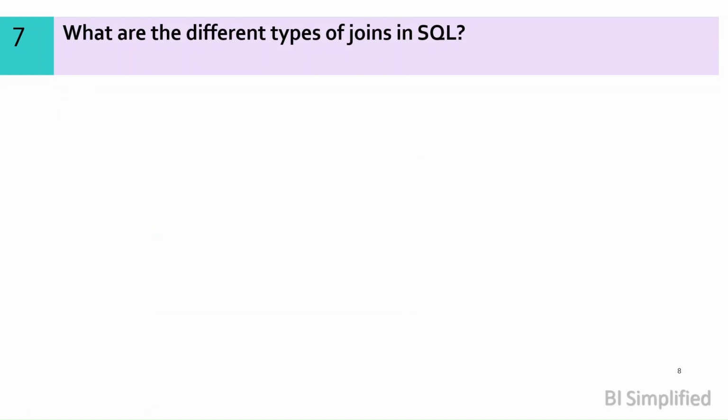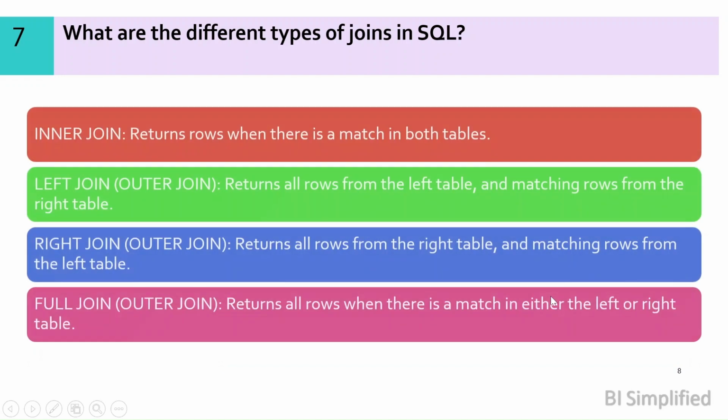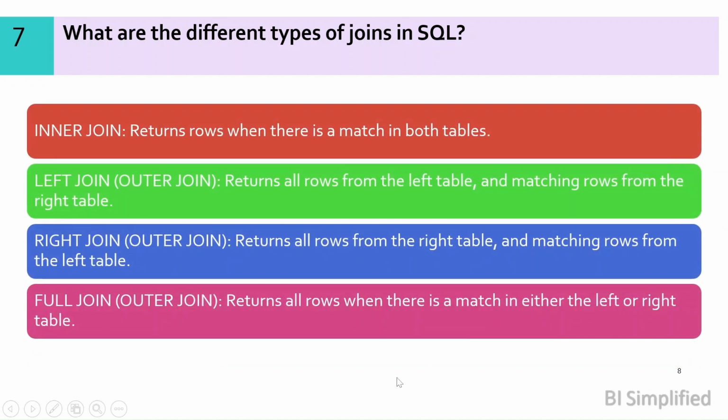Next question. What are the different types of joins in SQL? So there are basically four types of joins. First one is inner join, which returns rows when there is a match in both tables. The next one is left join, which returns all rows from the left table and the matching rows from the right table. The third one is right join, which returns all rows from the right table and the matching rows from the left table. And the last one is full join, which returns all rows when there is a match in either the left or right table.